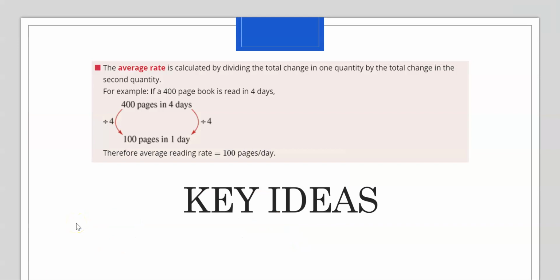All right, the average rate is calculated by dividing the total change in one quantity by the total change in the other quantity. Okay, so for example, if a 400-page book is read in 4 days, then we divide that 400 by 4 to find how many pages per day.